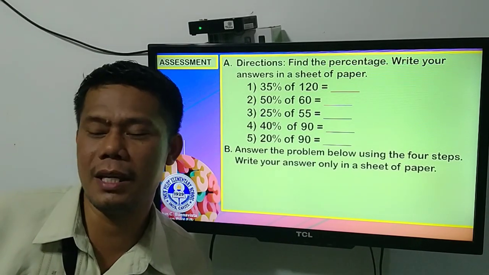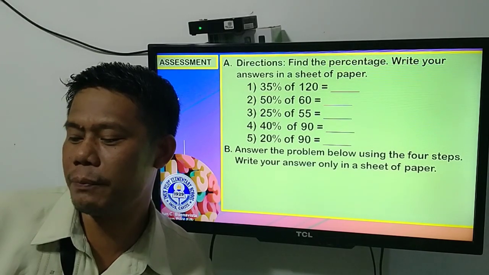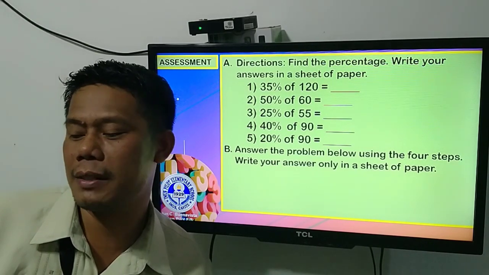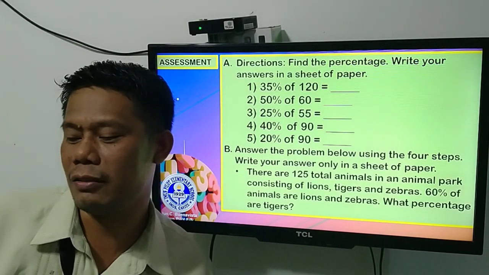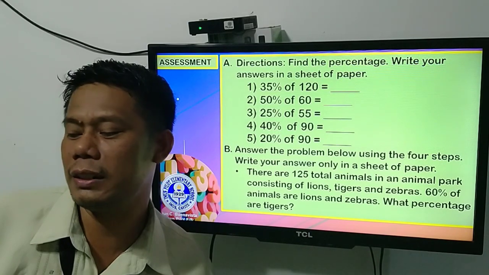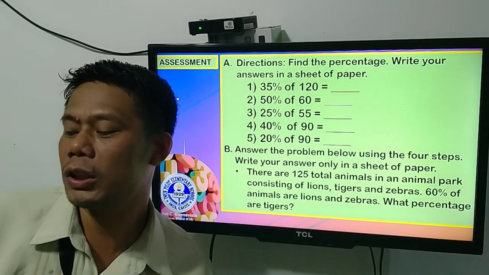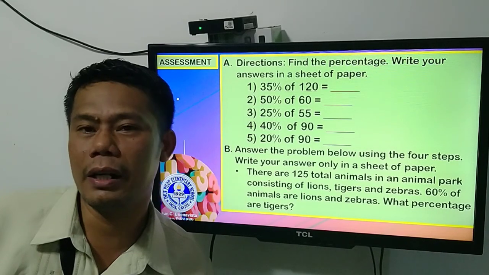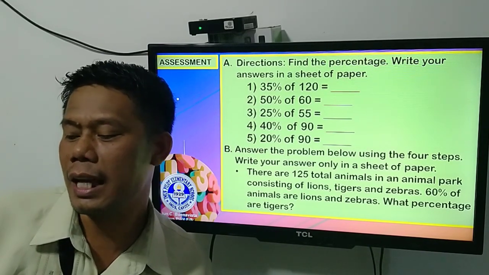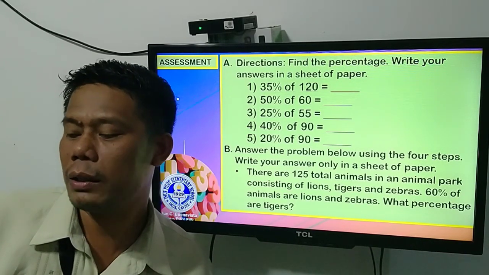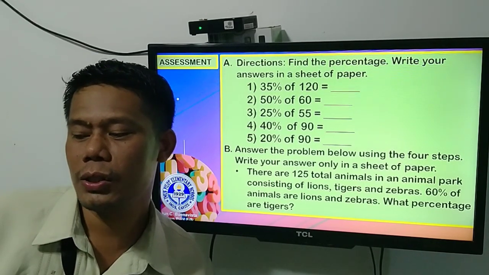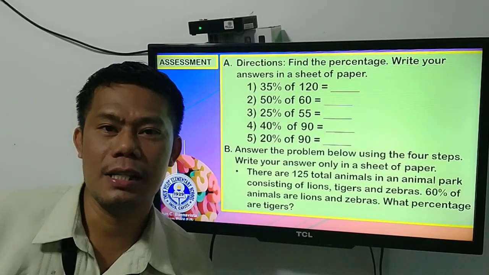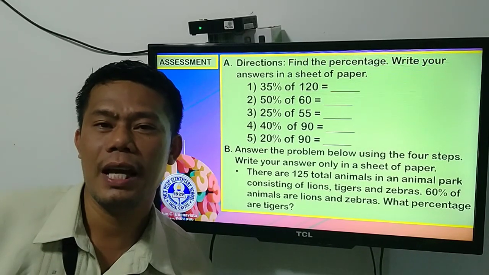Okay. Letter B. So we have to answer the problem below using the 4 steps. Write your answer only on a sheet of pad paper or in your notebook. Pwede na rin ulit. So I will read the question. There are 120 total animals in an animal park consisting of lions, tigers, and zebras. 60% of animals are lions and zebras. What percent are tigers? Okay? So, letter B class is 5 points if you got the correct answers.